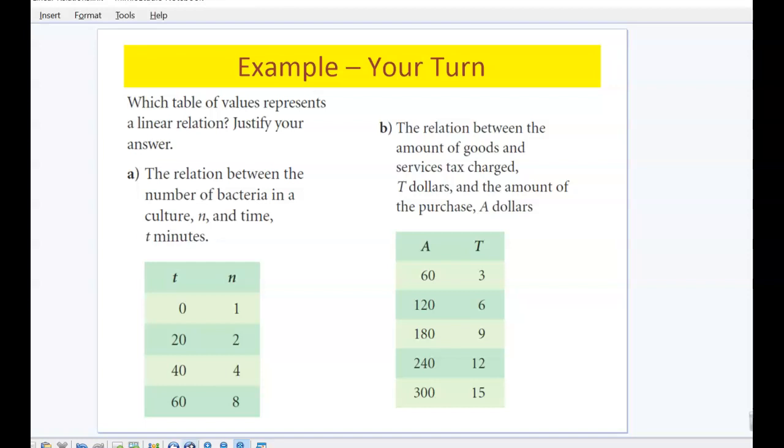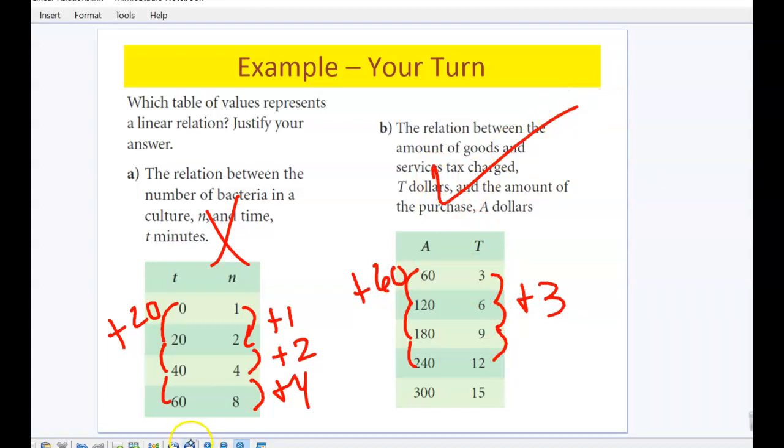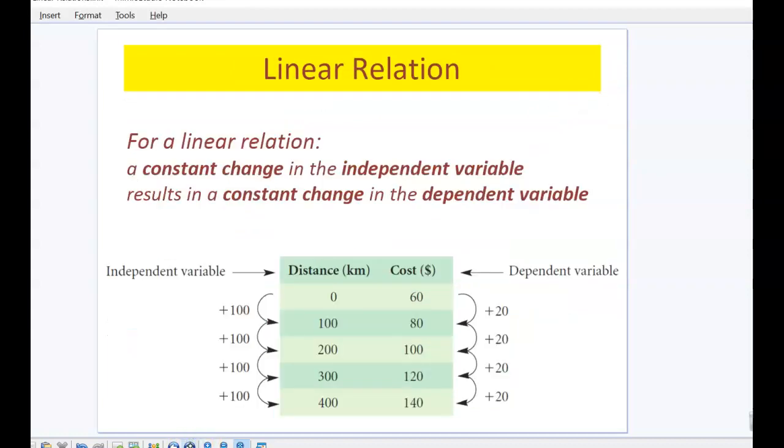Okay, hope you had a chance to try this one. Well, in this first example, time and number of bacteria. The time is a constant change of 20, but the number of bacteria is a change of +1, +2, +4, so this is not a linear relation. The relation between amount of goods and service tax charged in dollars, so this is the amount of goods. This is a constant change of +60. Here I get a constant change of +3, so this one would be considered a linear relation.